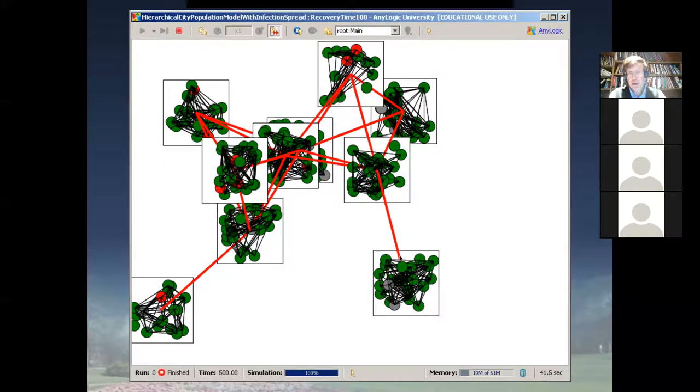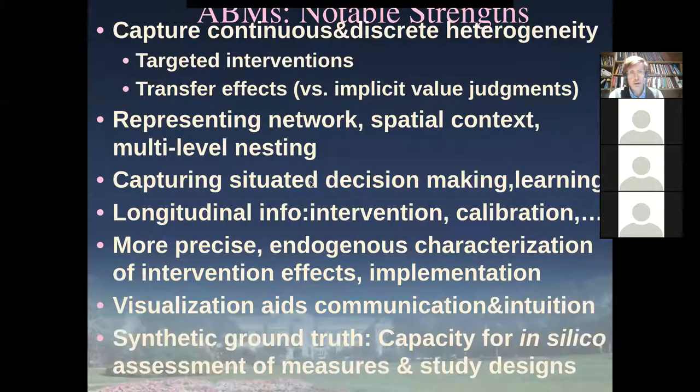We might associate cities with a transport network that reflects flow between them. We might study the spread of infection between these municipalities. Putting this in a little bit of context, ABMs have some notable strengths. Capturing continuous and discrete heterogeneity is notable. It can represent network, spatial context, multi-level nesting. They can capture situated decision-making and learning.